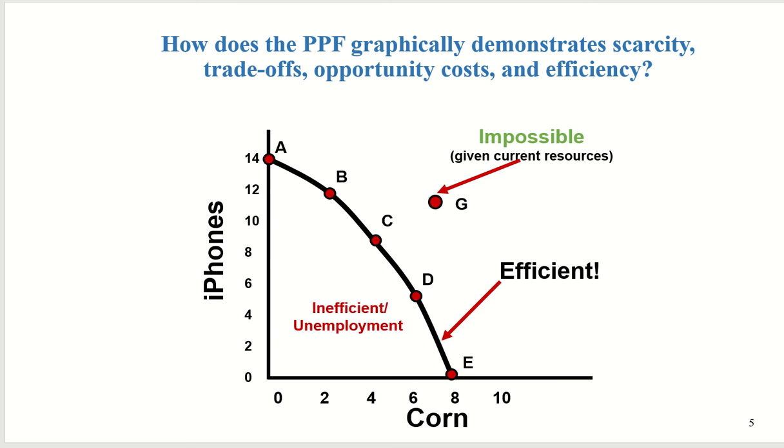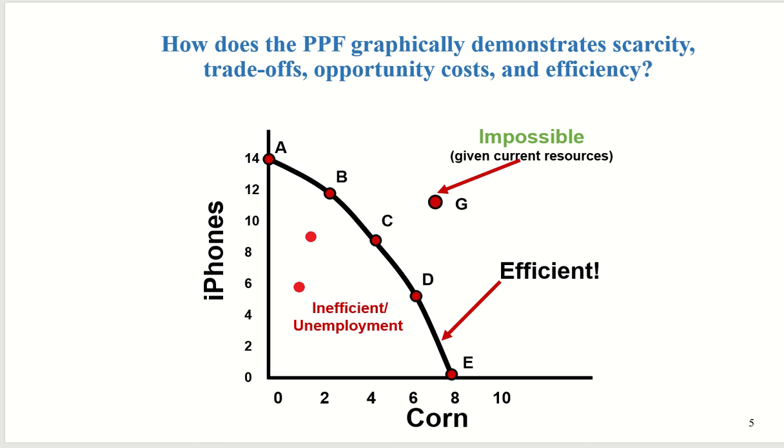And this graph basically shows us trade-offs. A, B, C, D, and E are trade-offs. Scarcity, well, we can only produce 14 phones and 8 corn. Efficiency, any point on this line is efficient. We're producing what we're able to produce. We have the possibility to produce them. We can only produce one at a time, though. Point G is impossible or not sustainable for larger economies, but we'll just say for right now, impossible. We'll get back to this point later on in the course.